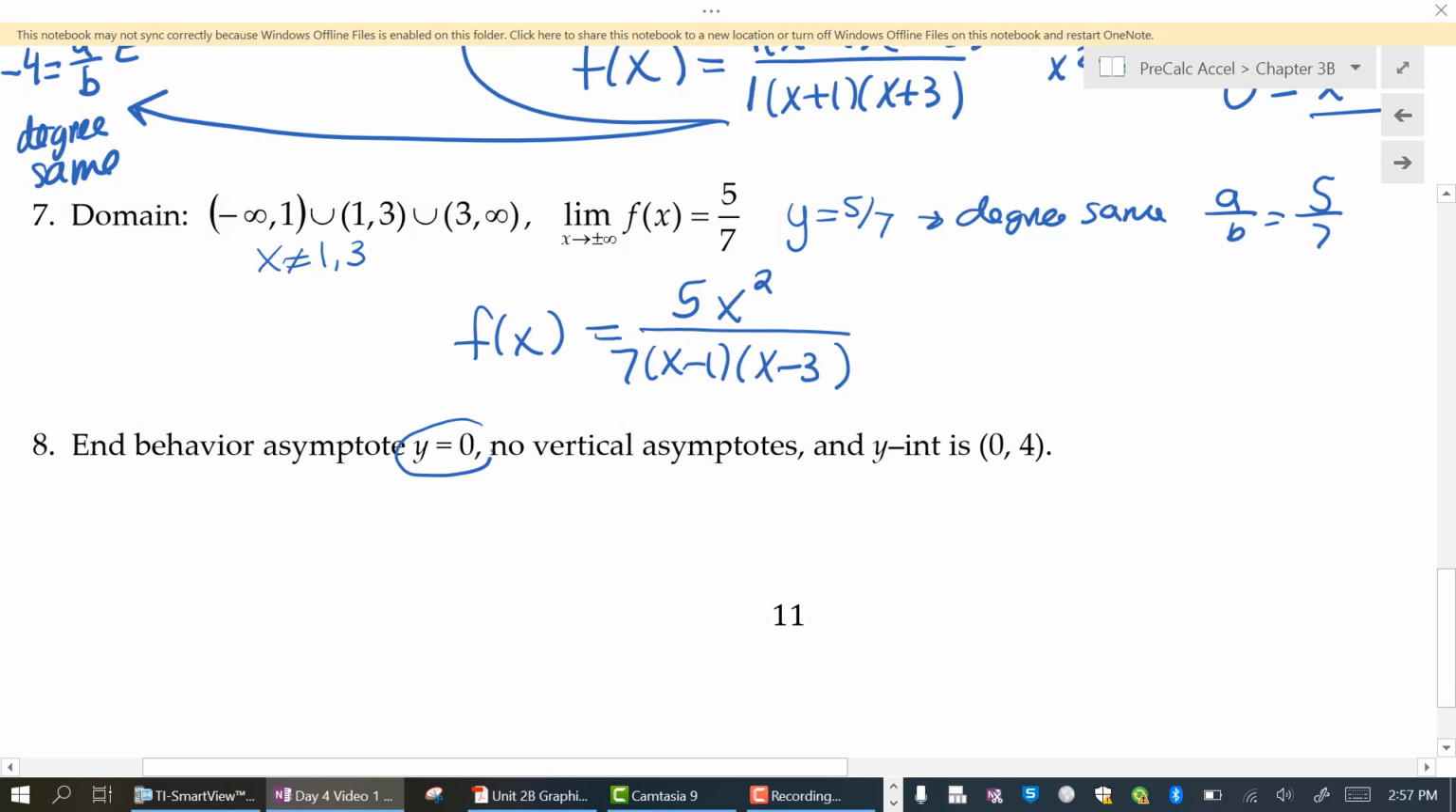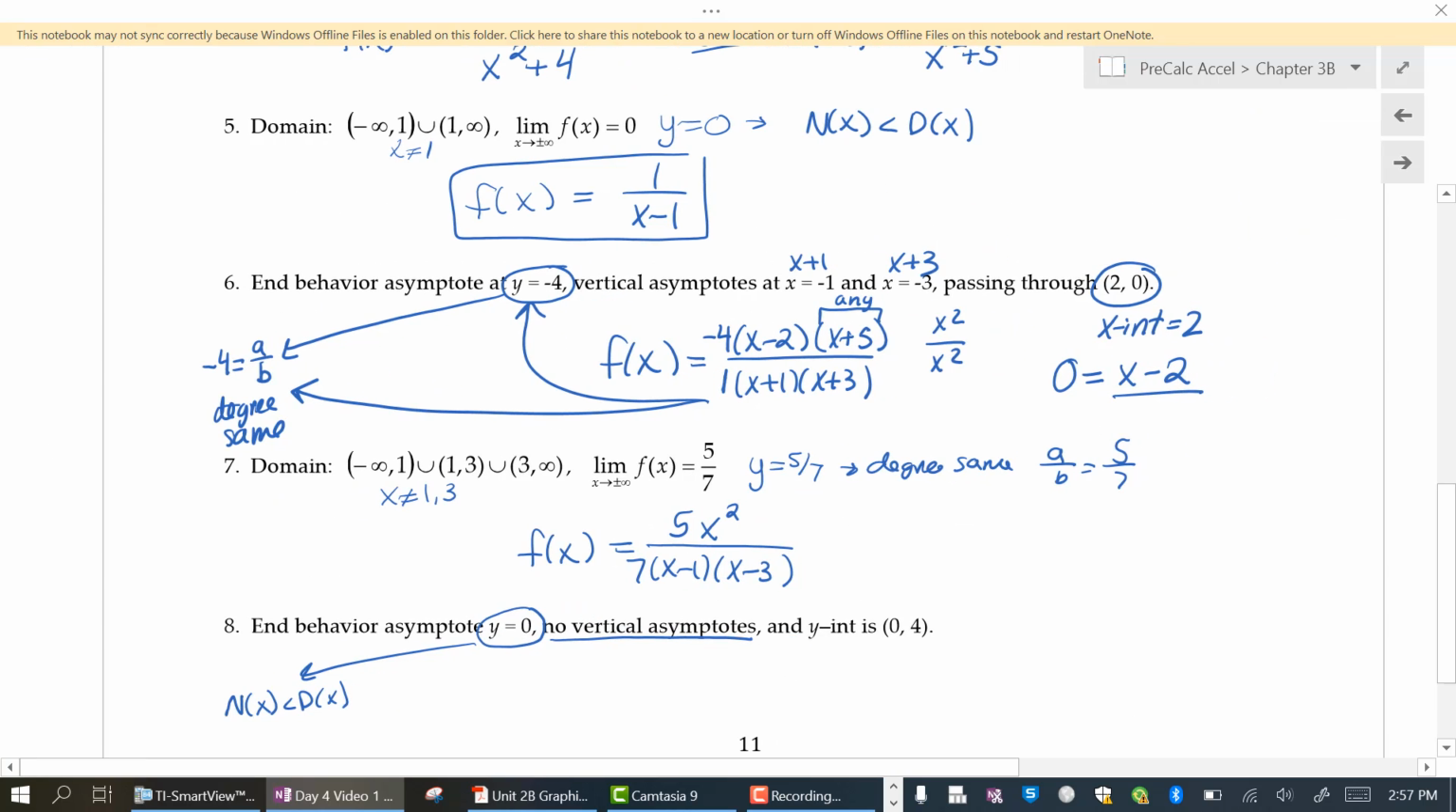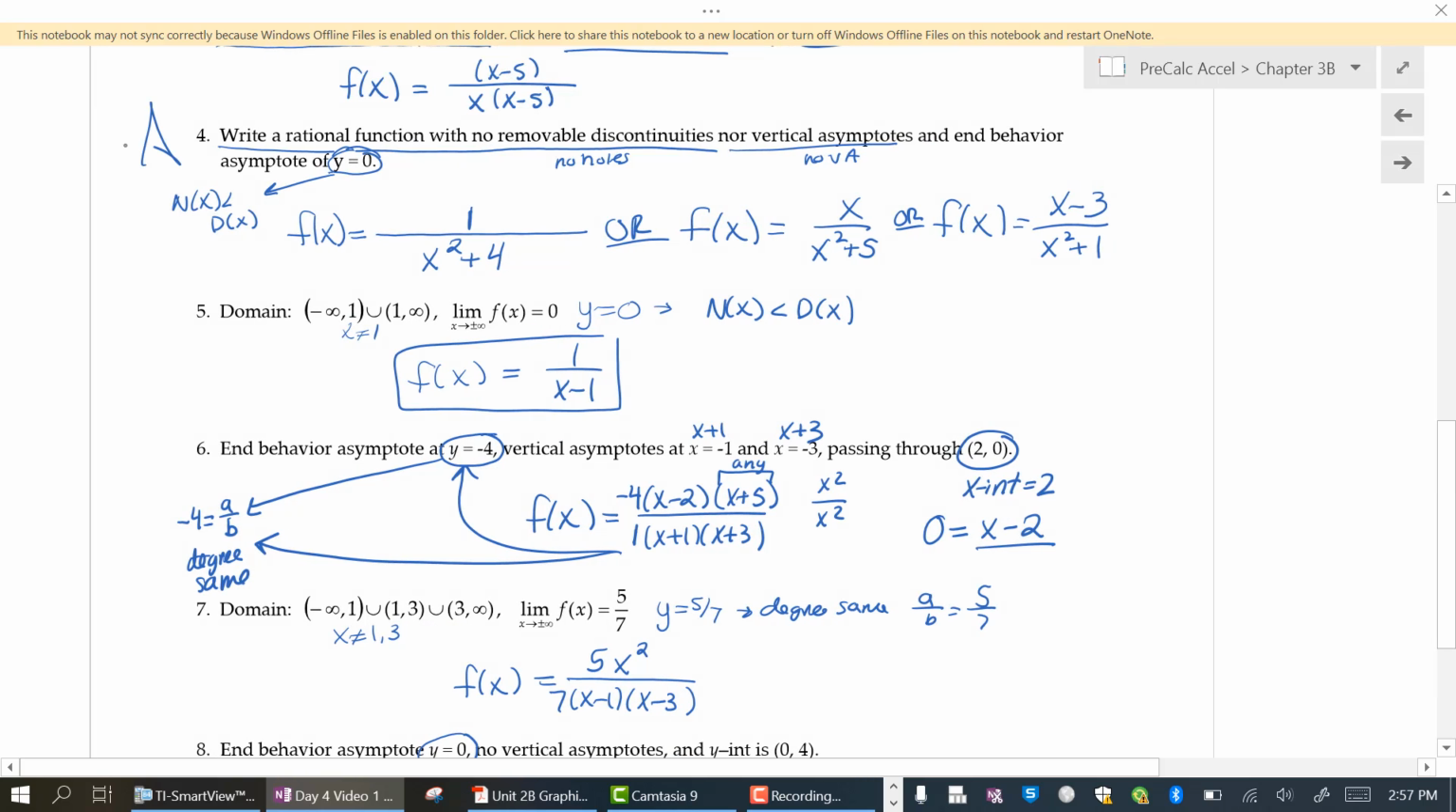All right, I have an end behavior asymptote at y equals 0. So again, this means that my numerator degree is less than my denominator degree. No vertical asymptotes again, so this is going to be similar to number 4, where it had no vertical asymptotes. We put something in the bottom where it won't ever equal 0.